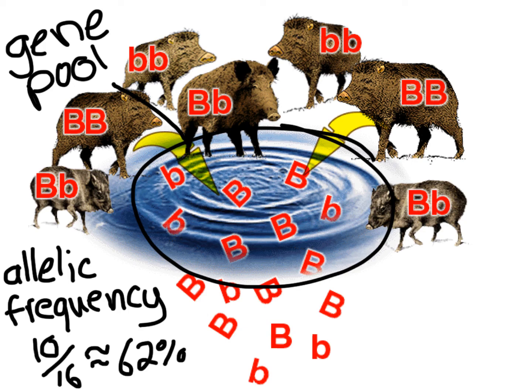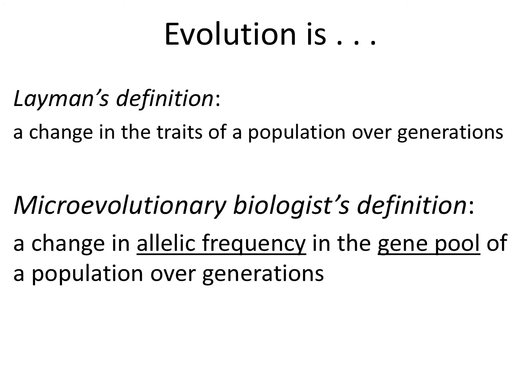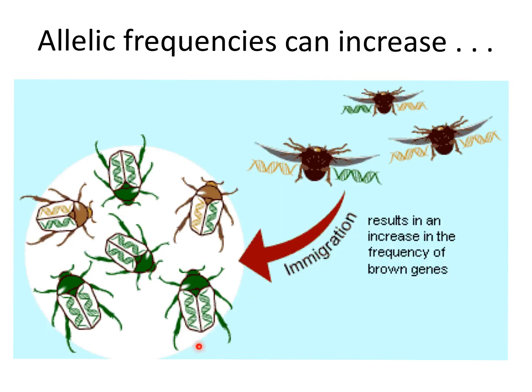Now, if biologists see populations as gene pools, then how do they see evolution? Laymen usually think that evolution is just a change in the traits of a population over generations, which is true, but microevolutionary biologists would define it slightly differently. They would say evolution is a change in allelic frequency in the gene pool of a population over time. For example, this population of beetles has a gene pool, and in that gene pool are different alleles, a green allele and a brown allele.